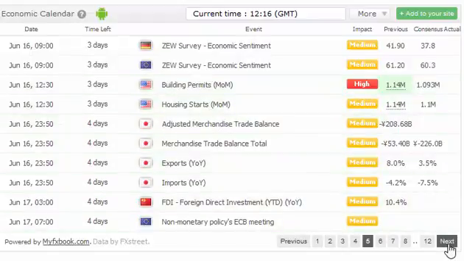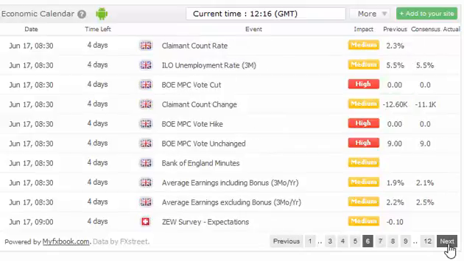And then we go into Wednesday, and really Wednesday is going to be all about the United Kingdom again. You have claimant count changes, employment, the Monetary Policy Committee vote hike, unchanged, Bank of England minutes, etc. Probably not a whole lot there, but look for clues as to where the British economy could be going forward, as to what happens with the pound.